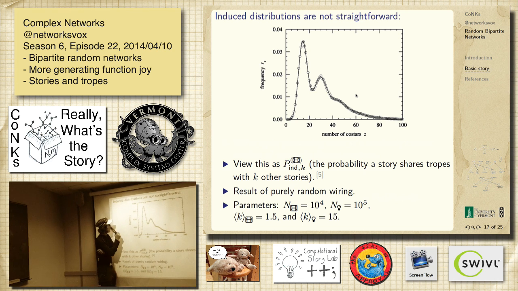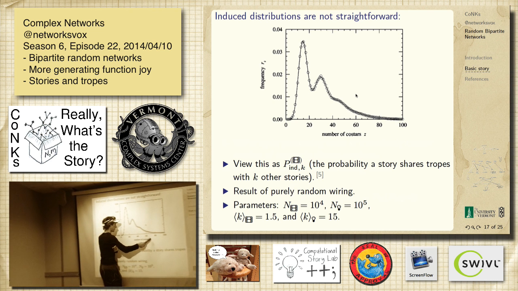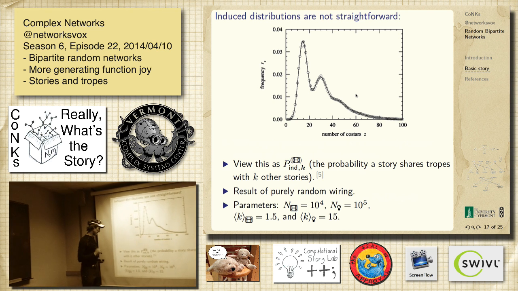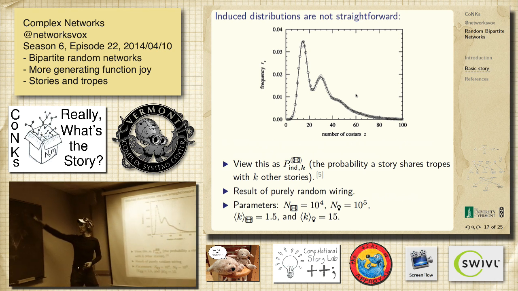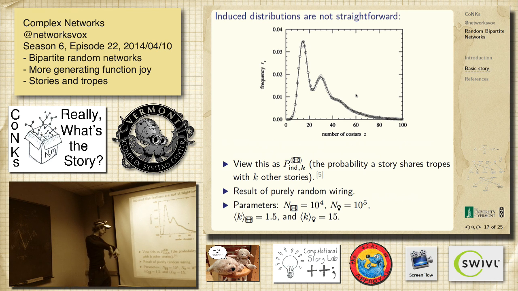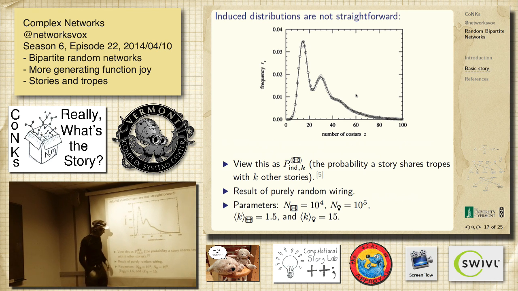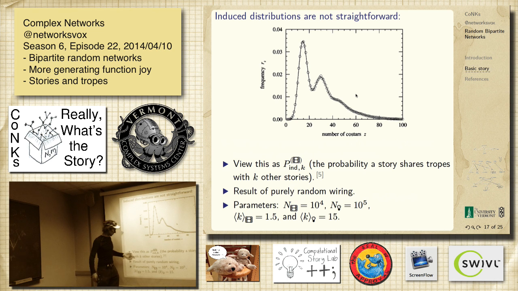So this was written in terms of actors and movies. So it says number of co-stars Z. Let's think of it as a story is connected to k other stories. So it's the induced degree distribution, because they share at least one trope. There's a simulation and then a theoretical computation here. They are the same. It's a sort of humorous thing you can do. This is Newman's work.